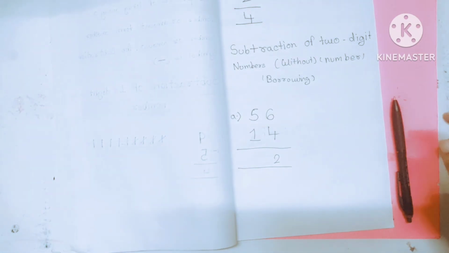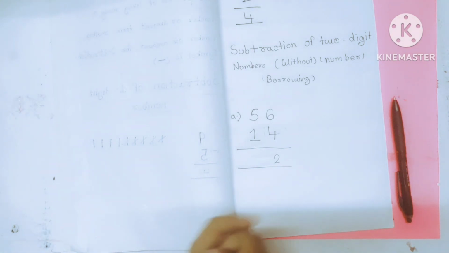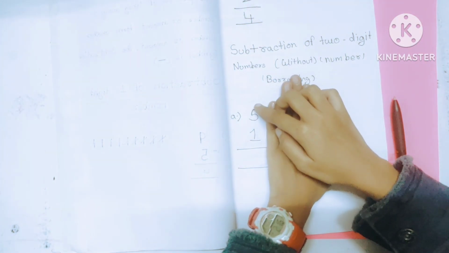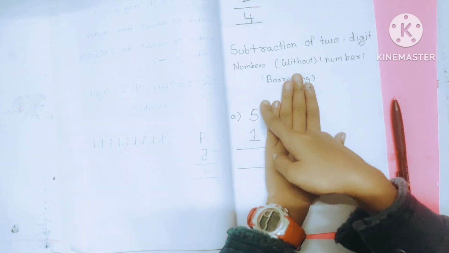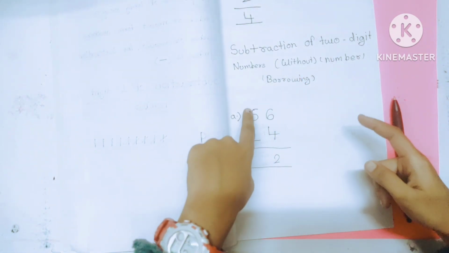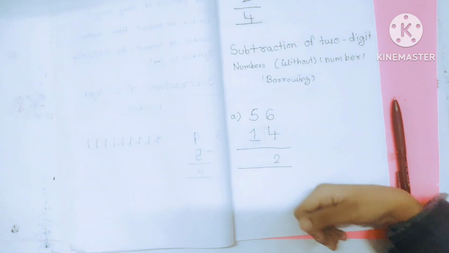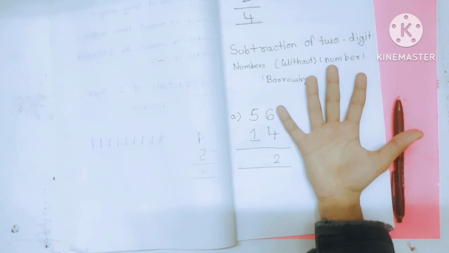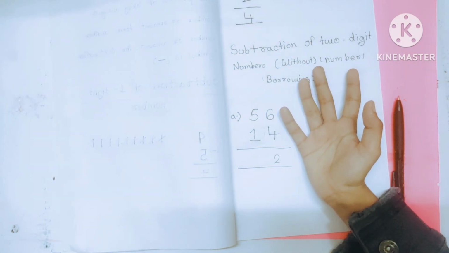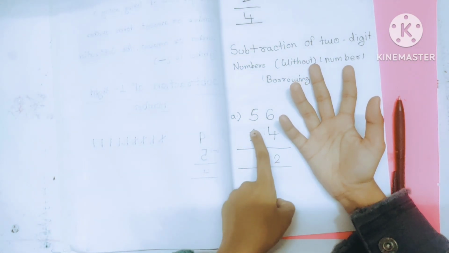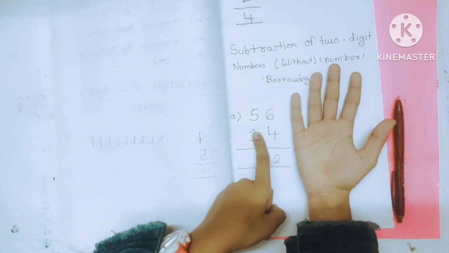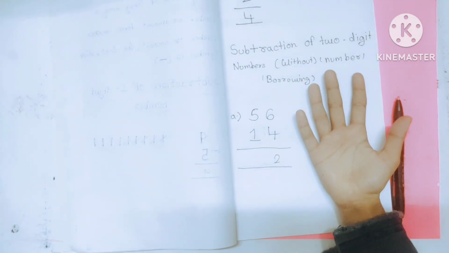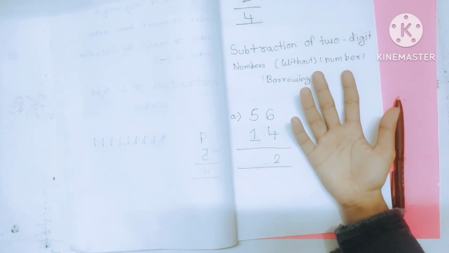Then again we have to do 5 and 1. Keep your finger like this, and which number is in our mind? That is number 5. So keep 5 in our mind.